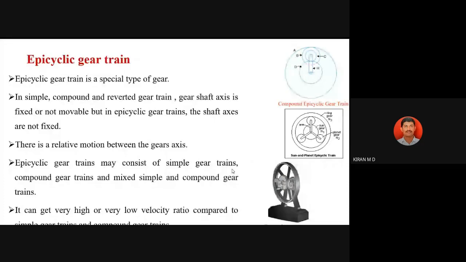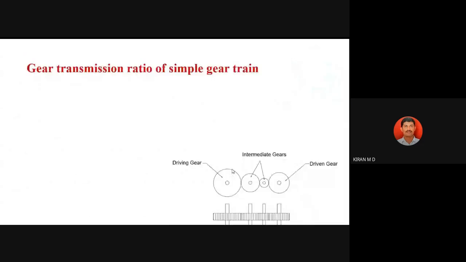Very simple: we need to study the gear transmission of gear trains. First we will start with the simple gear train. What is the velocity ratio? Velocity ratio is the speed of the driving gear divided by the speed of the driven gear, meaning N1 divided by N2. Correct? We use this concept when we are solving problems also.